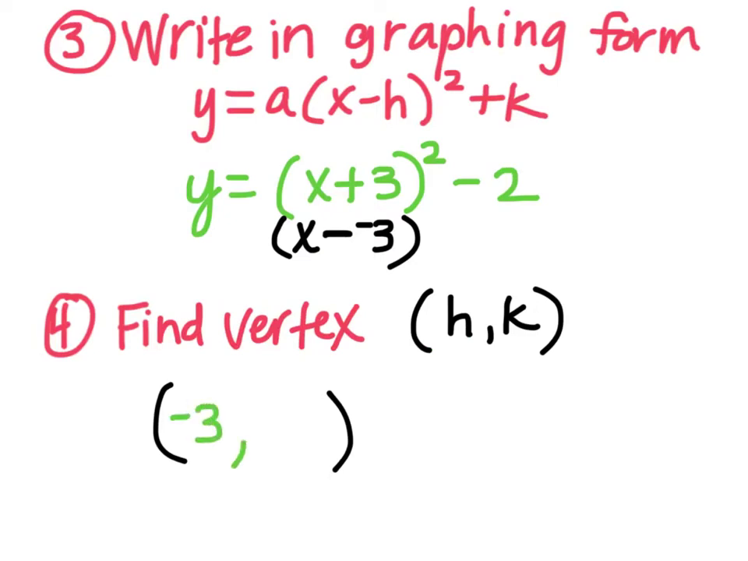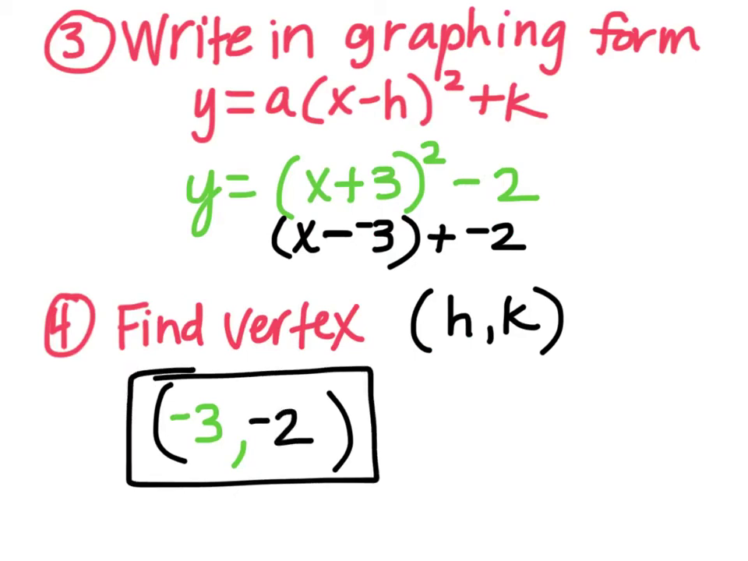The k part is pretty easy. It just says plus k. If you want to change it again, you could change it to plus negative 2. This would be the same thing, right? So k is negative 2. So here is my vertex: negative 3, negative 2.